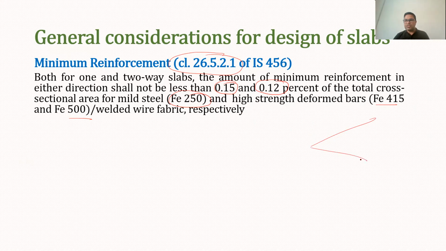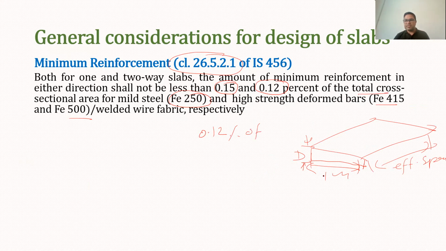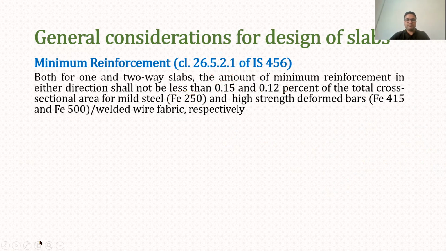So basically we are designing a unit strip slab. So if this is the unit strip of 1 meter and this is, say, the effective span, and this is D, the depth of slab, it becomes 0.12% of the total cross sectional area. So in this case, B into D. B will be 1 meter, D will be the overall thickness of the slab. So this is how we can find out the 0.12% area of steel. That we will see when we will be solving the numerical problem.